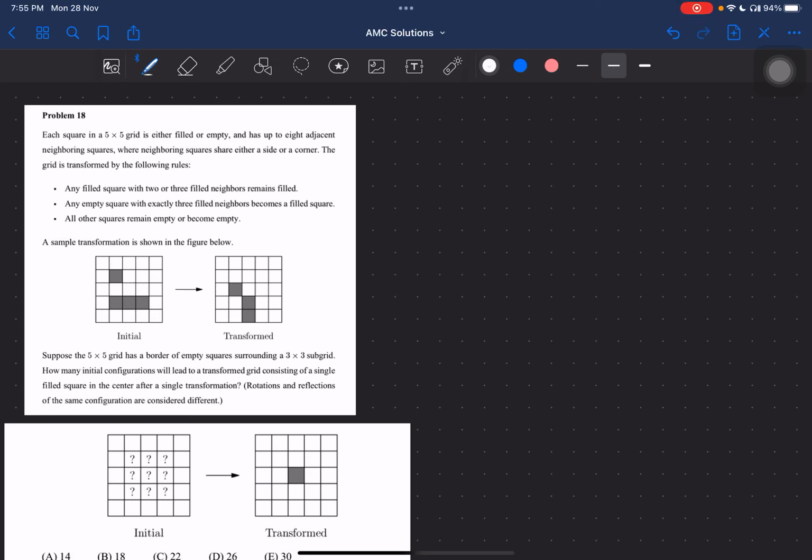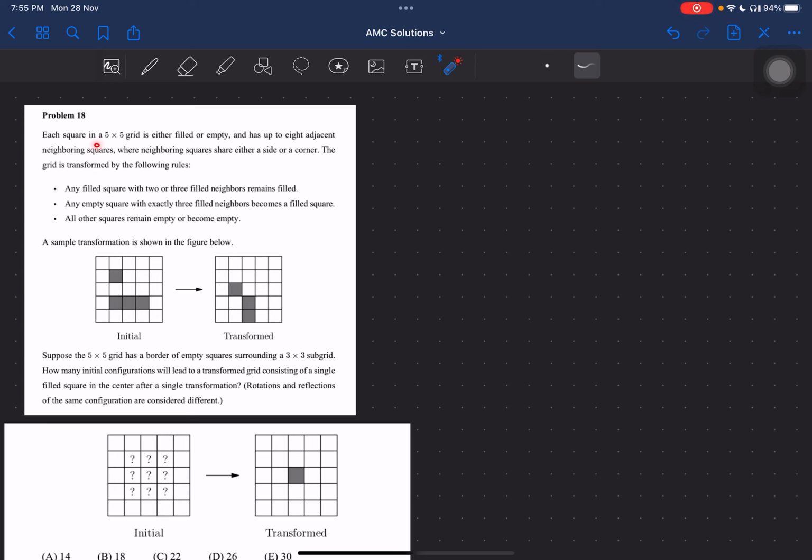Hello everyone. So in this video we'll try to solve problem 18 of AMC 2022 12B. This is also a very interesting problem. So let us try to understand what they are giving in this problem.